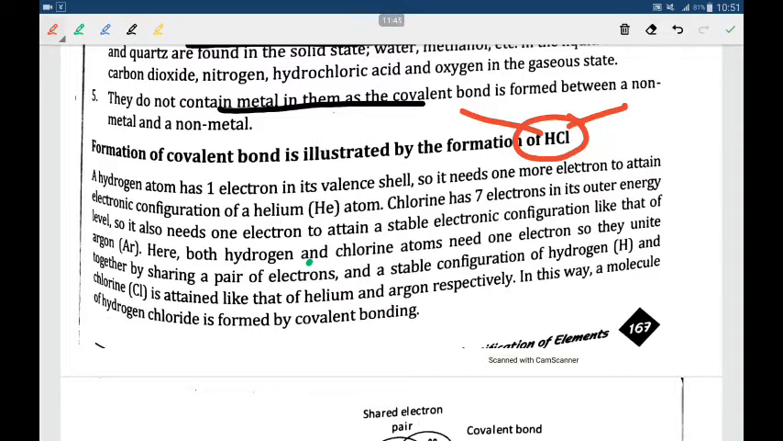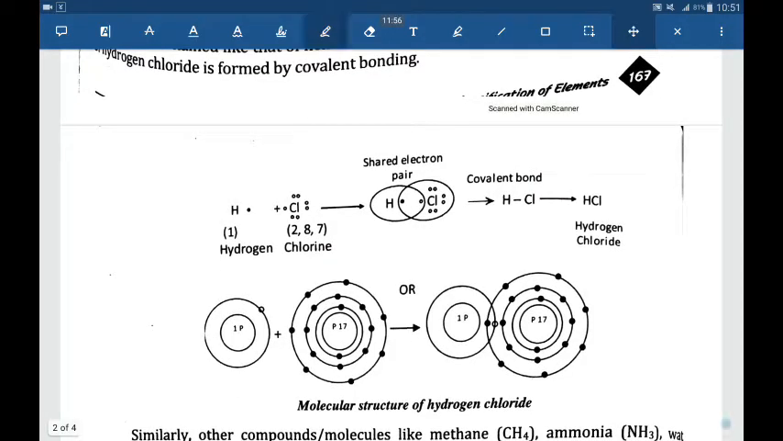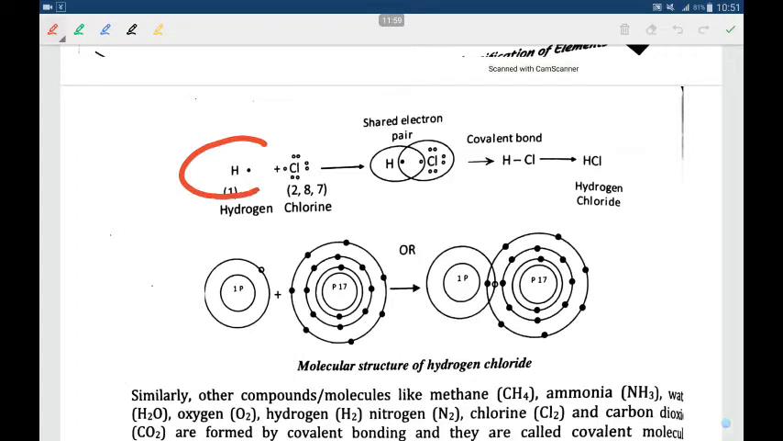Remember, in covalent bond, what happens is sharing of electrons. So let me show you here. Dear students, just mark here. Hydrogen contains 1 electron in its valence shell. Chlorine contains 7. Because of less number of electrons in valence shell, they are unstable.